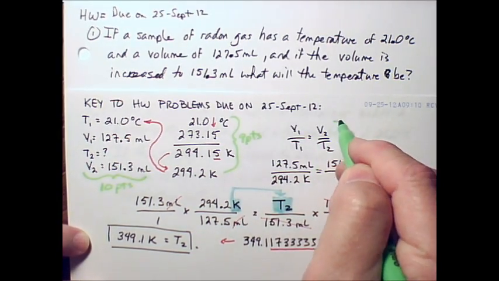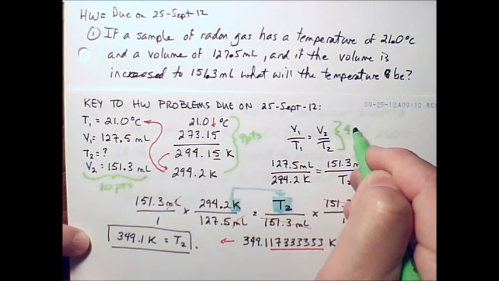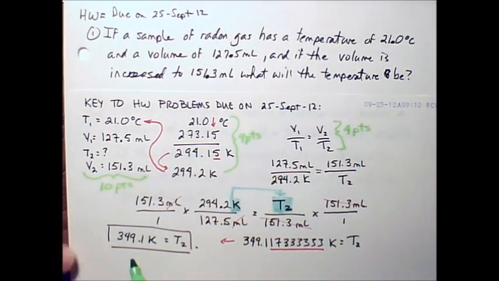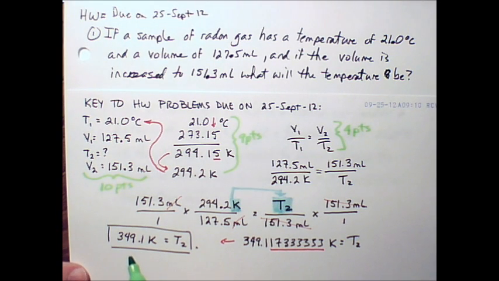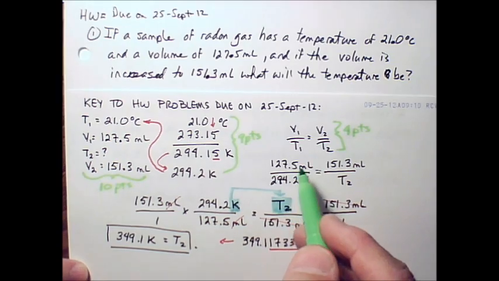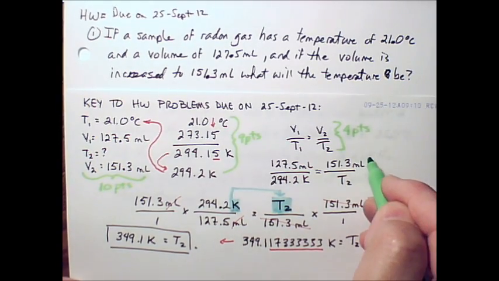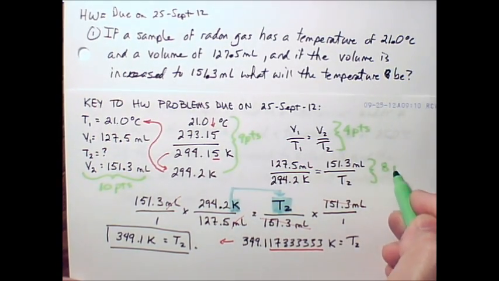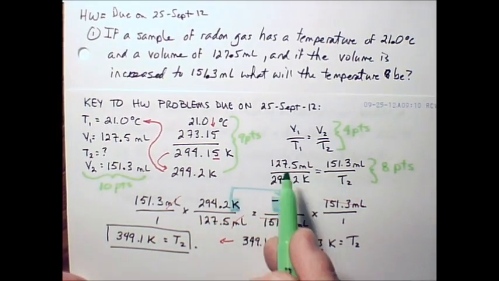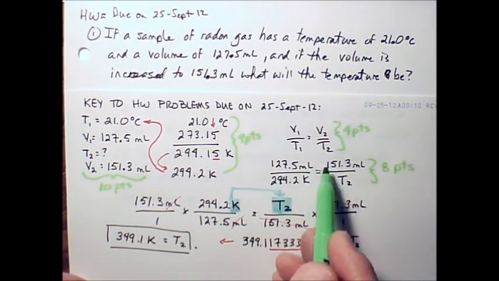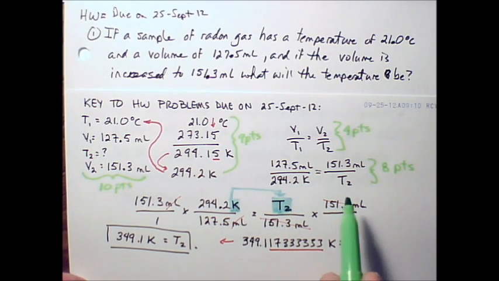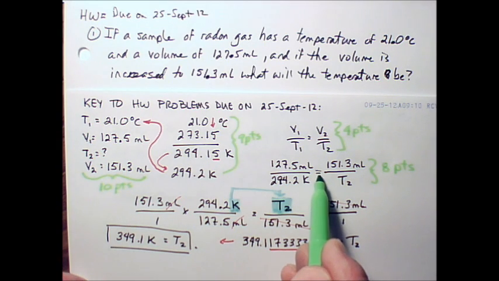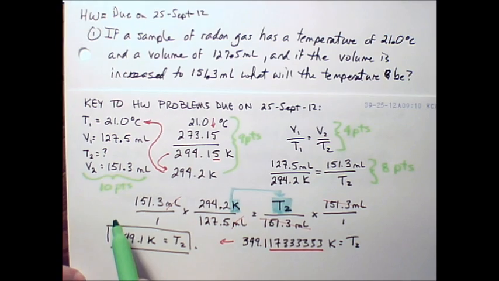Okay. Writing out the equation. That's worth 4 points. Just the equation by itself is worth 4 points. Plugging in the known values. That's worth 8 points. 1 point for each of the numbers, 1 point for each of the 3 measurement units, 1 point for the unknown down here, and 1 point for the equality sign, because that's an important part of it. This is equal to that. Okay?